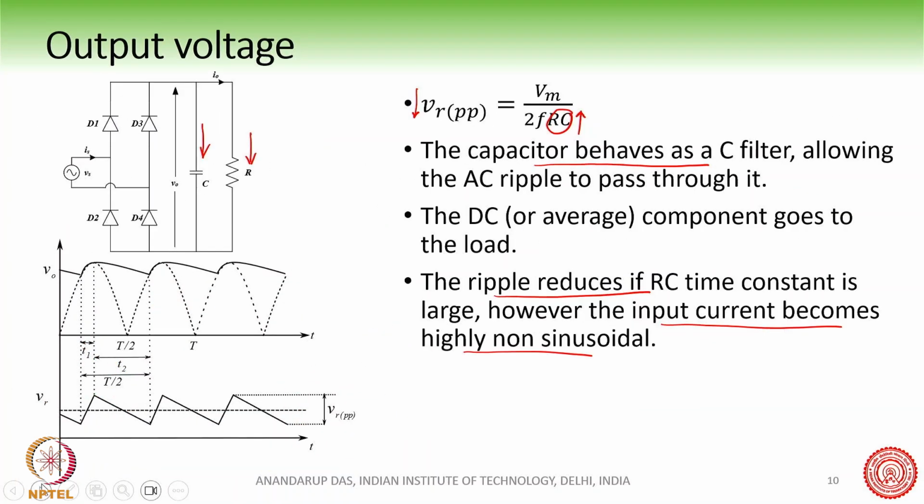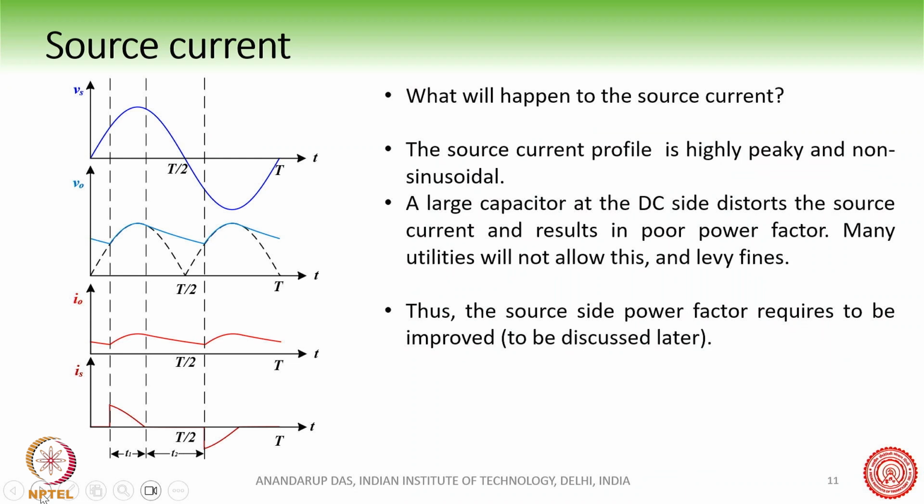So that is what I have said here. The input current is becoming highly non-sinusoidal. This is a very big problem. The source current waveform profile is highly peaky and non-sinusoidal. So this is the source current waveform, which becomes very, very peaky.